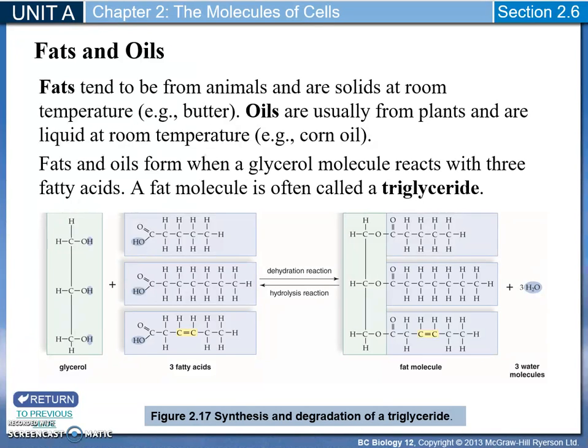So fats and oils form when a glycerol molecule reacts with 3 fatty acids, and a fat molecule is then often referred to as a triglyceride because it has the 3 fatty acids combined with a molecule of glycerol. Hence the name triglyceride. And here you can see some examples of that. Where 3 fatty acids combine with glycerol, dehydration reactions take place, and so these combine to form an actual fat molecule, which is on the right of that reaction.